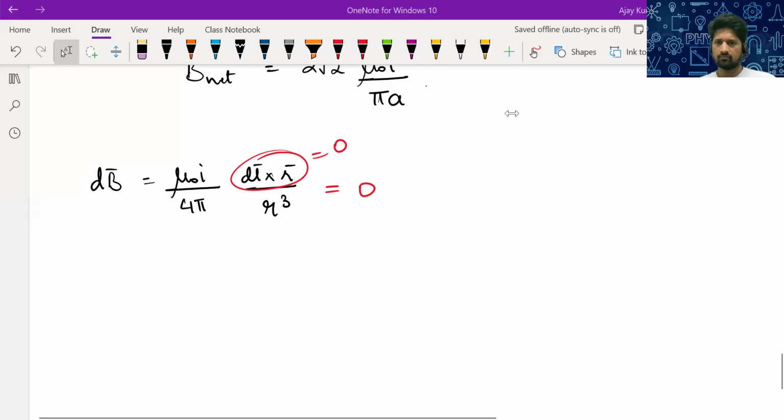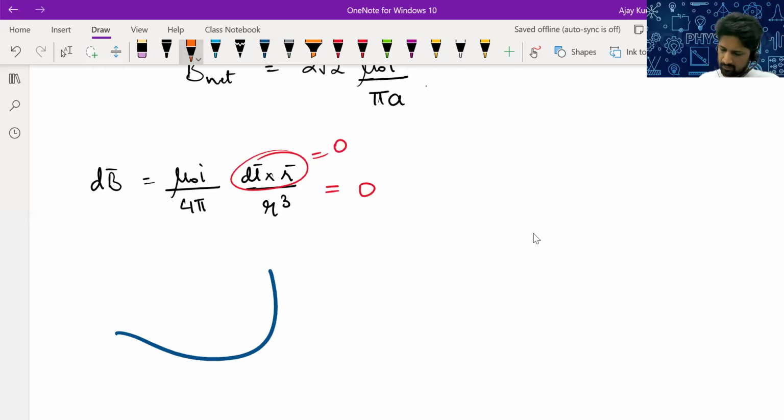When they are perpendicular to each other? No. What is the formula for A cross B? A B sin theta. When is sin theta 0? 0 degrees. When they are parallel or exactly anti-parallel. That means a current element, you consider a wire like this.